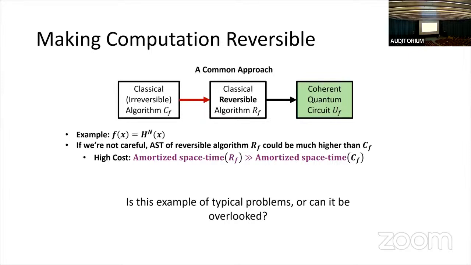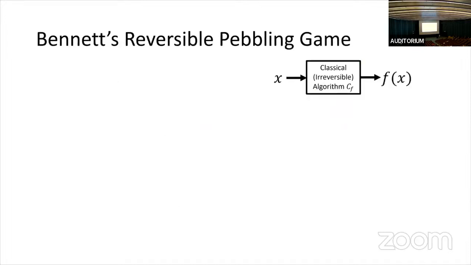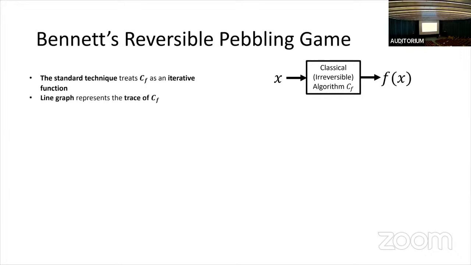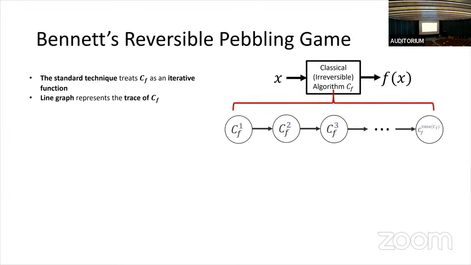So the question we might ask is whether or not these iterative functions are some special case that we don't really need to worry about, or are they representative of typical problems? And so I'm going to claim that they are representative of typical problems. That's because the standard way of mapping irreversible algorithms to reversible ones essentially treats each irreversible algorithm as an iterative function.